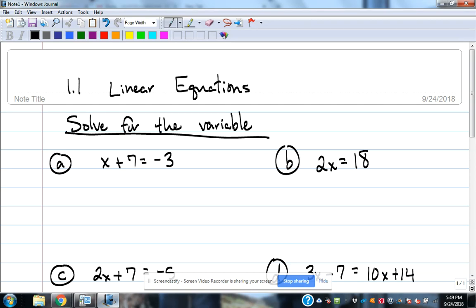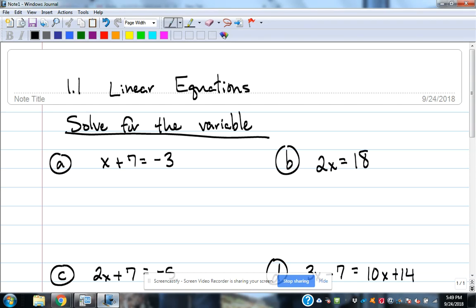So the goal of solving equations is to get the variable by itself. So isolate the variable. We've got to use inverse operations. If they're adding, the opposite of addition is subtraction. If they're subtracting, the opposite of subtraction is addition. If they're multiplying, we're going to do what? Divide. If they're dividing, we're going to multiply. Those are the things we're going to do. So we're going to do the inverse operations to get the variable by itself.